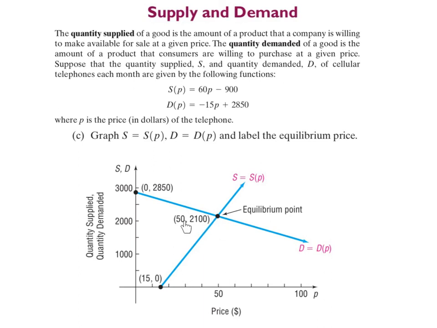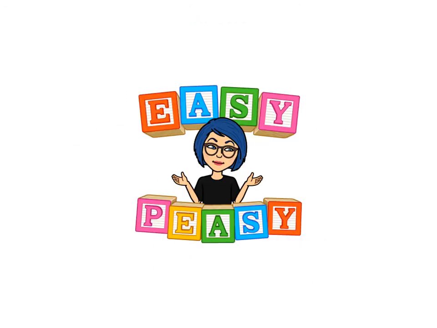So on the left side of this equilibrium point, you see that this equation, D of P, which is the quantity demanded, has greater y values than our S of P, which is quantity supplied. So that means that the demand is greater when your cost per phone is less than $50, but then the opposite is true, past $50. So when you charge more than $50 per phone, the quantity supplied goes up and the quantity demanded is less after $50. And that's going to do it for this video.